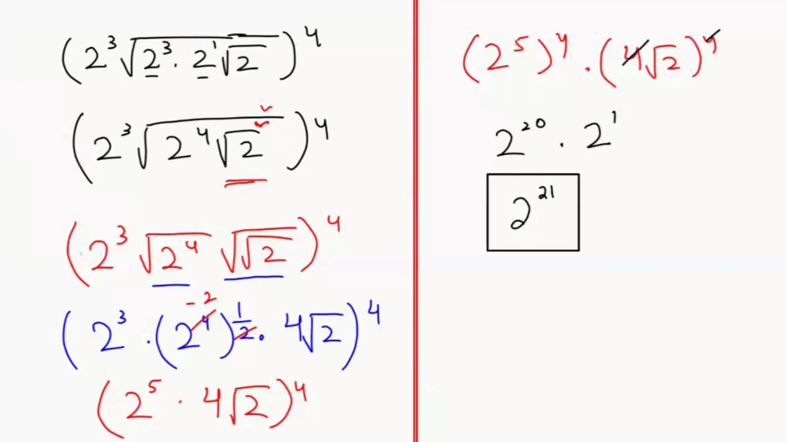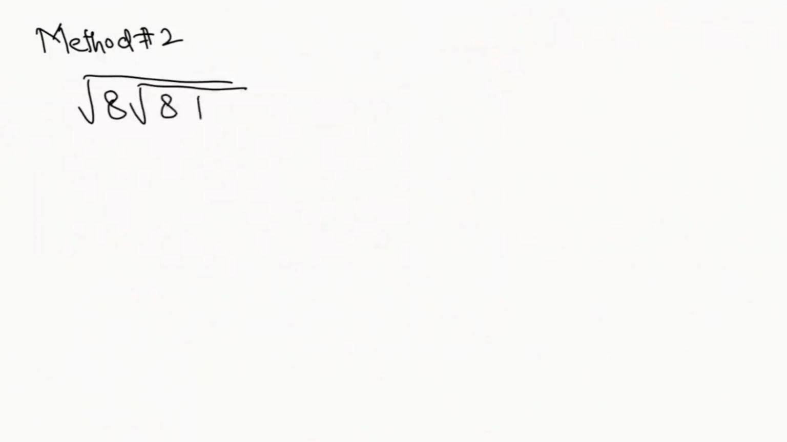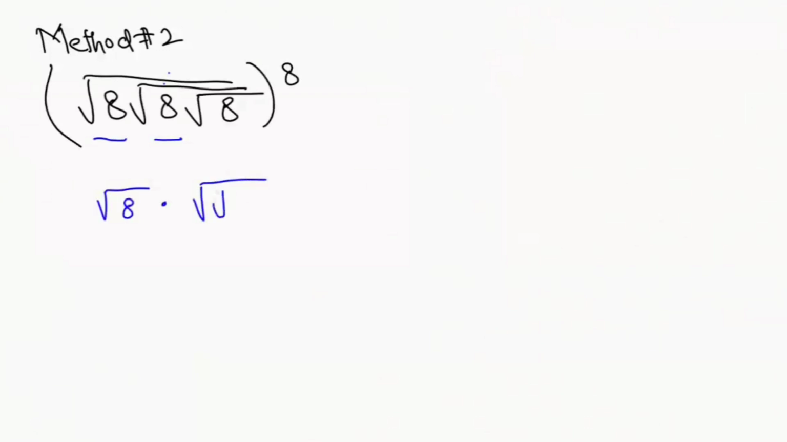Now we're going to solve it by the second method. The second method: first I'm going to write the expression (√(8√(8√8)))^8. So here I am going to write this separately. For that, √8, and this has 1 and 2 roots, so I'm going to write times √8, and this has 3 roots, times √8, and the whole to the power of 8.